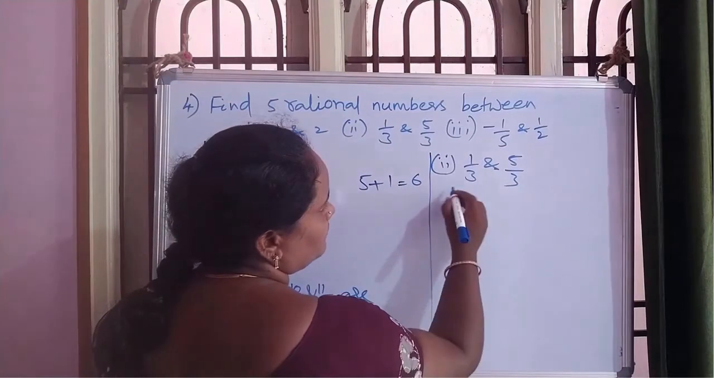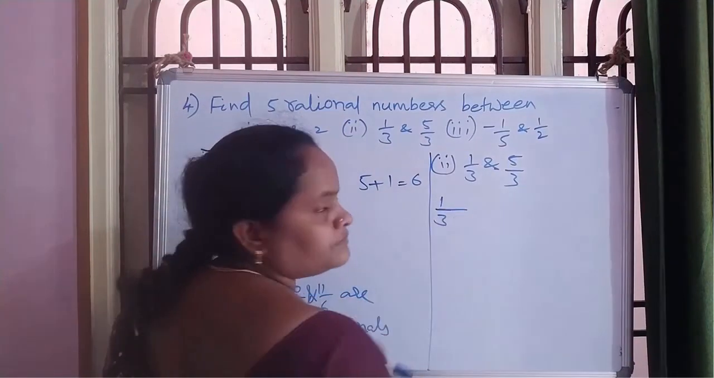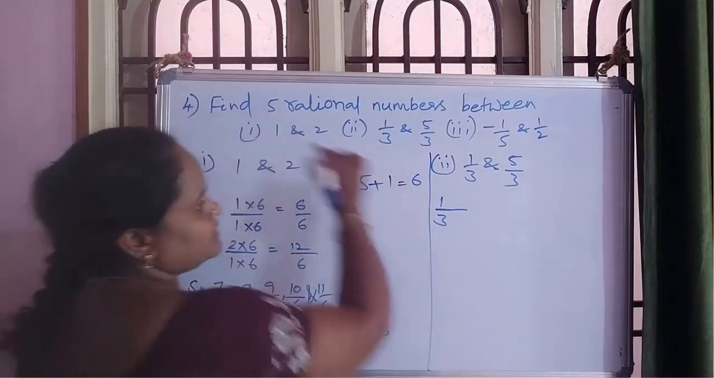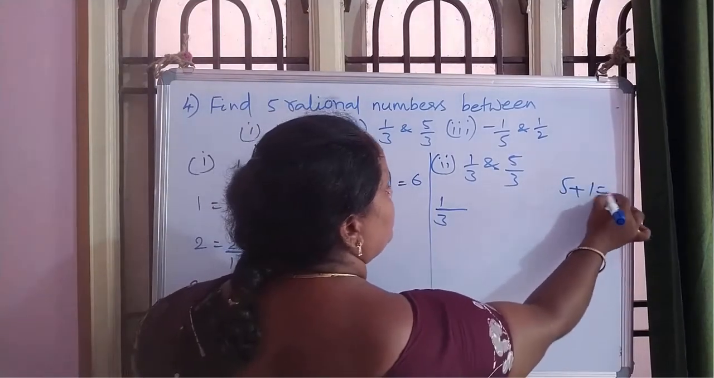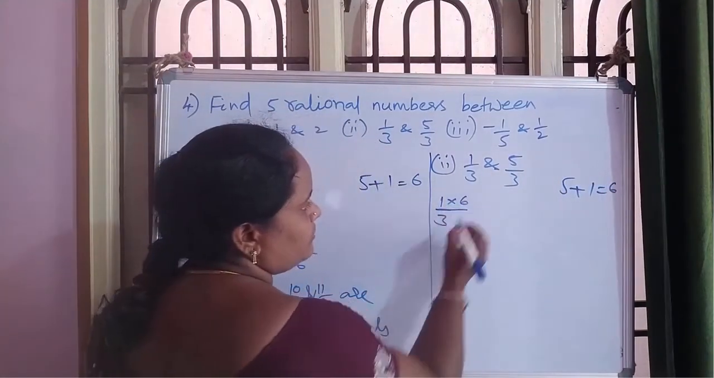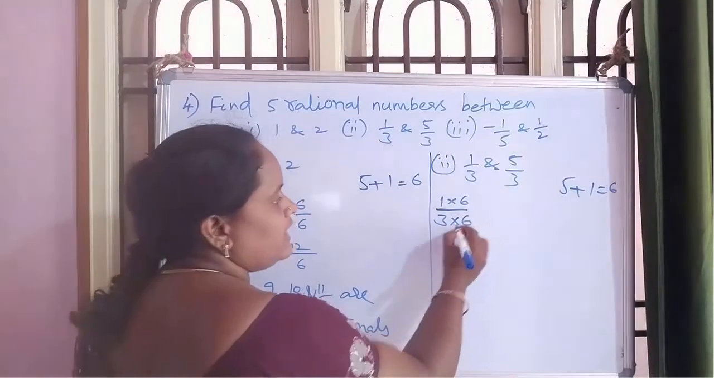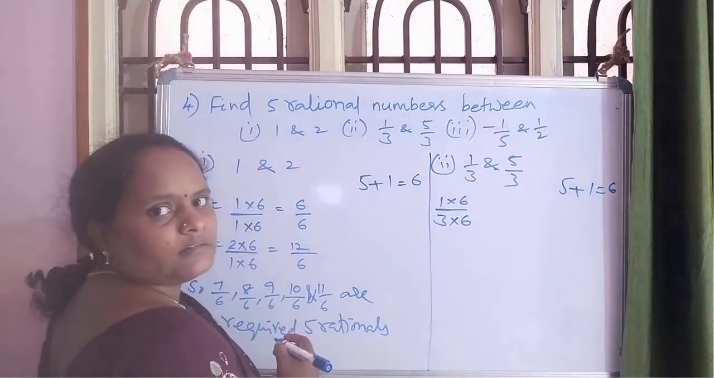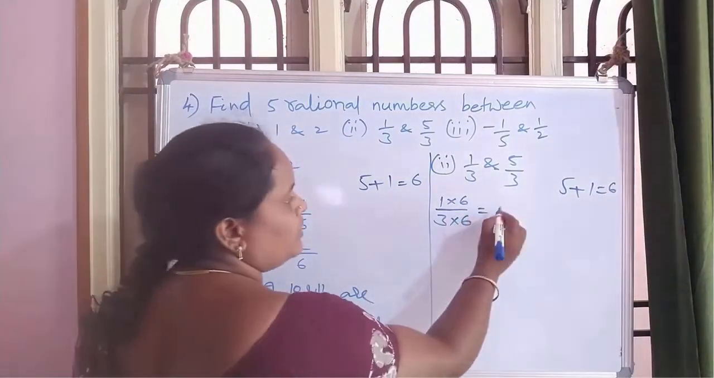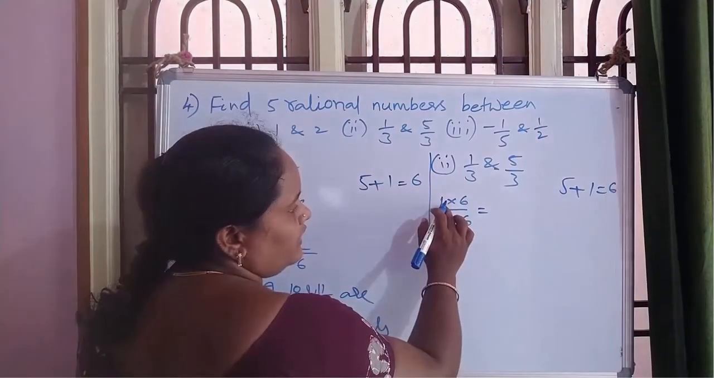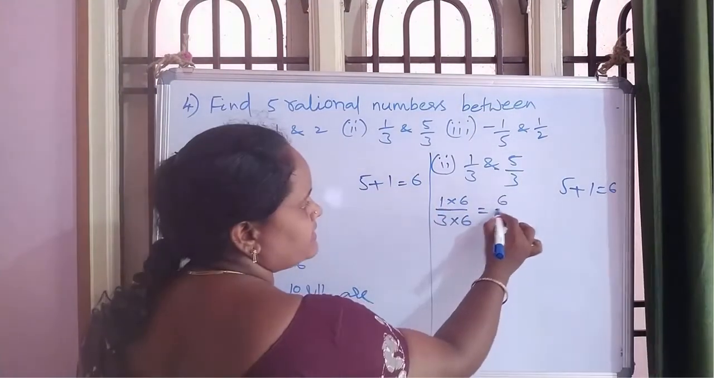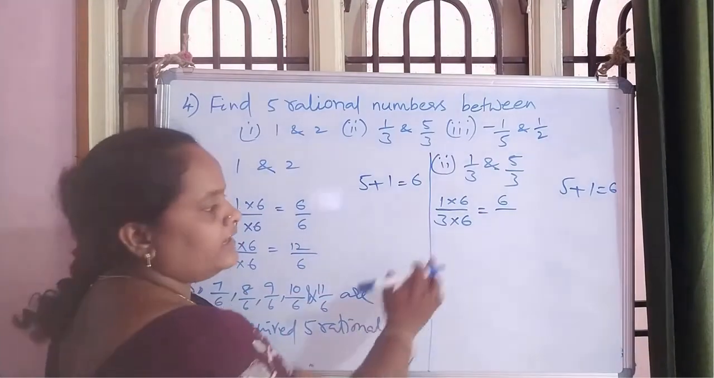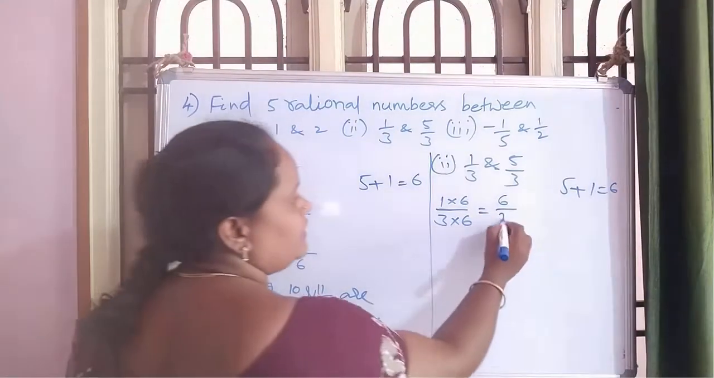So here 1 by 3, 5 rational numbers are asked. So 5 plus 1, that is 6. With the 6 I need to multiply in the numerator as well as in the denominator. So in the numerator I get 1 into 6, 6. In the denominator I get 3 into 6, 18.